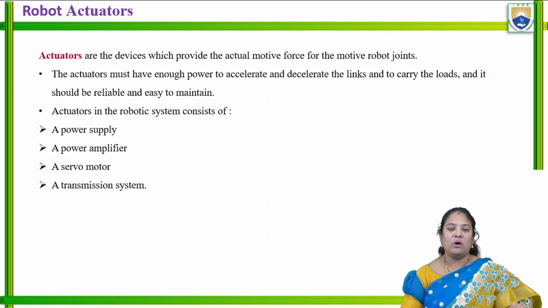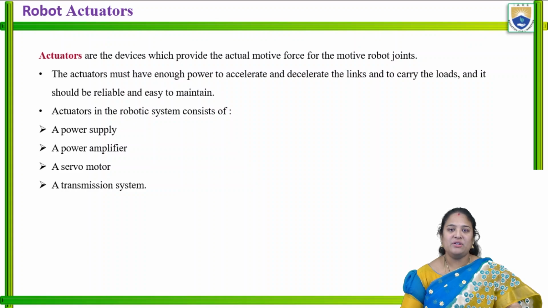A robot without an actuator is nothing but a dead skeleton, which we can use as a showpiece only, whereas it cannot be used in any factory or industry. So the device which provides the actual motive force for the robot joints is known as the actuator. It is the device which provides motion to the robot joint.